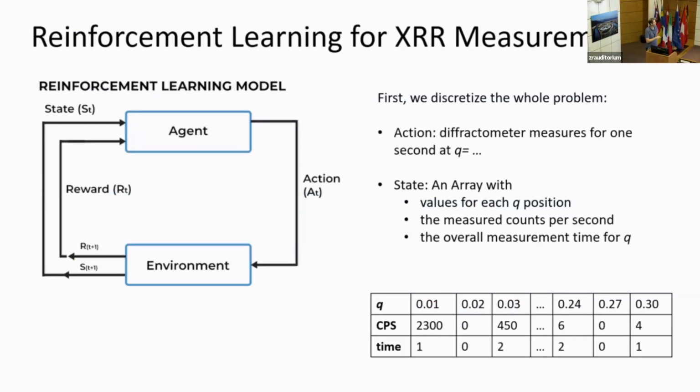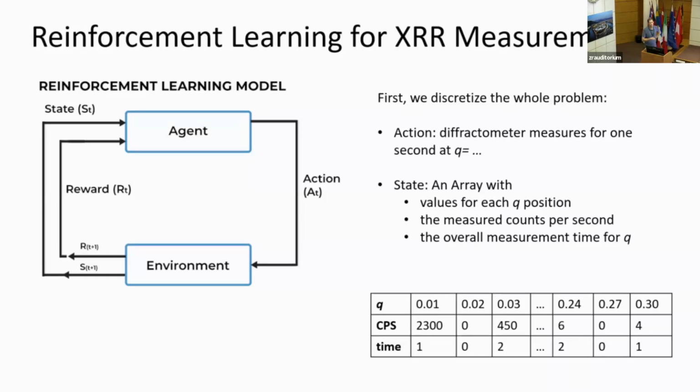An agent can do an action. For us, that's where to measure and for how long. So our actions are: you can measure at any of these Q points, and you can measure an arbitrary number of times at a given Q space. So we are changing the Q points, and we are changing the integration time. And then what the diffractometer gives back to you is a count rate.